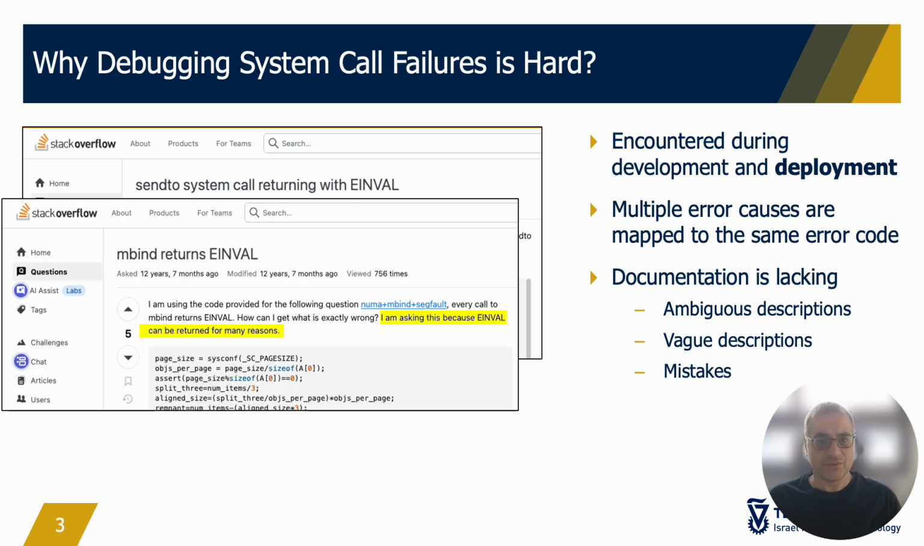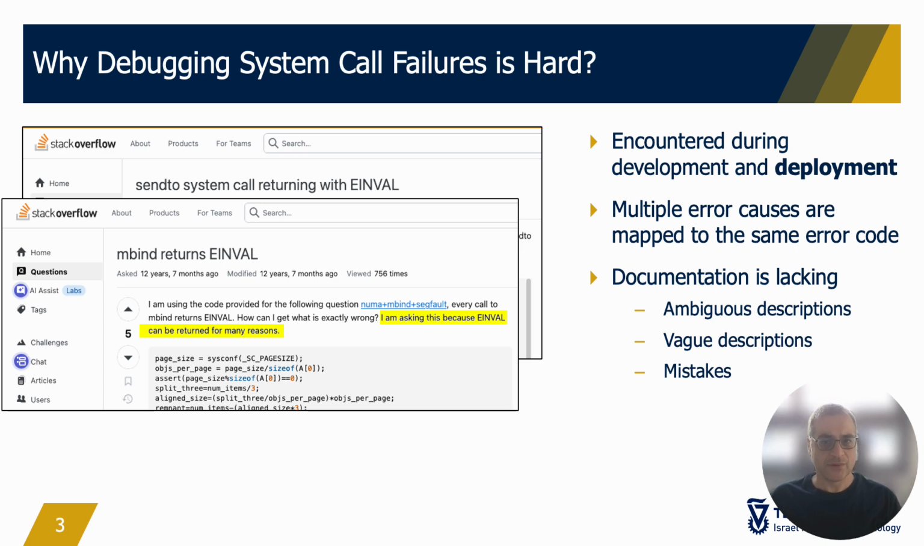The fundamental issue is error code overloading. The e-inval error code maps to 47 different failure conditions in mmap alone. Documentation makes it worse with vague descriptions like invalid argument. But which argument? We found serious documentation errors too.